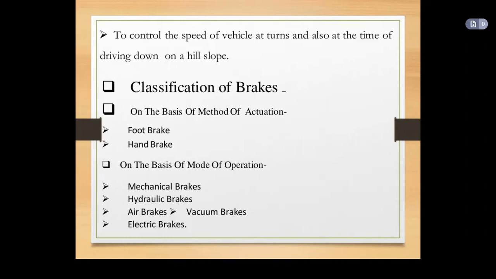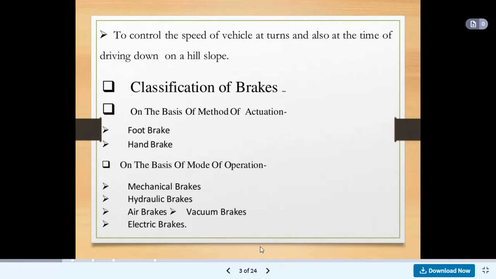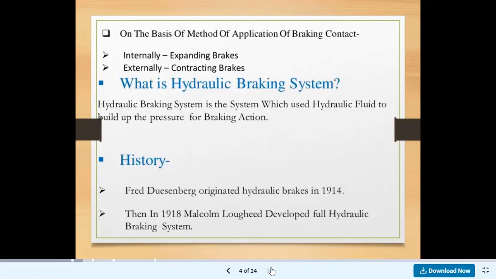Classification of brakes: on the basis of method of actuation, foot brakes and hand brakes are there. These are the two types according to the method of actuation. On the basis of mode of operation, mechanical brakes, hydraulic brakes, air brakes, vacuum brakes and electric brakes are available. All these are the types according to the mode of operation.